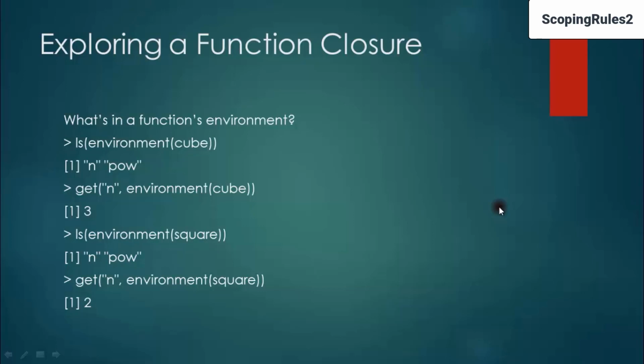In the same way, if you apply ls of environment of square, you'll get n, power, the same variables. But when you get the value of n, get of n comma environment of square, then you will get 2. As in, the function square uses exponent 2, and cube uses exponent 3.